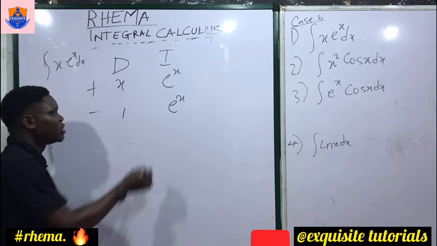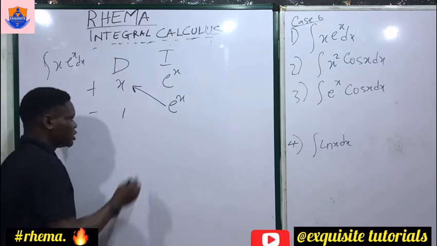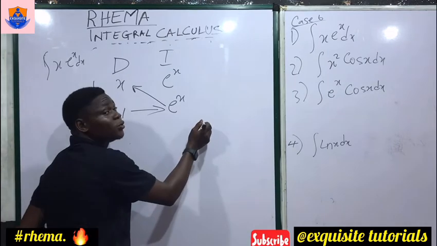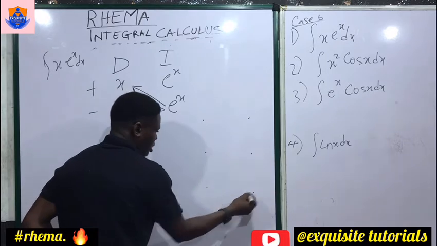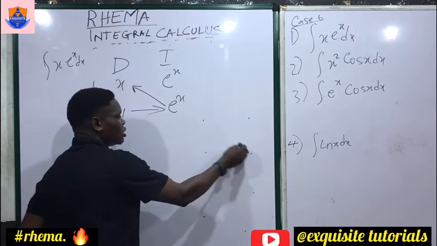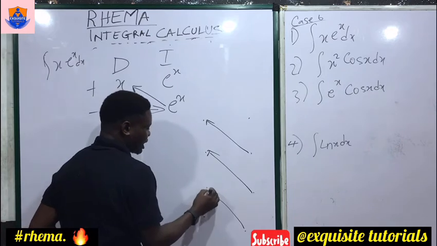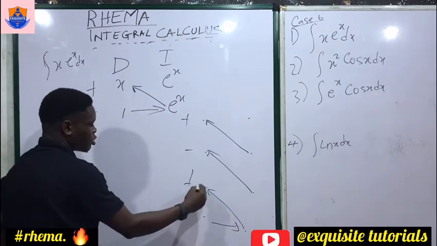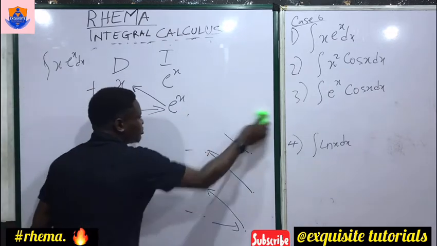Now, how you do it is, you cross them diagonally. This one goes to this, then this one goes to this, and then you differentiate and you get something like this. And so on. This will go to this, this will go to this, and lastly, this one will go to this. Don't forget your plus, minus, and so on. So that's the pattern of arrangement.